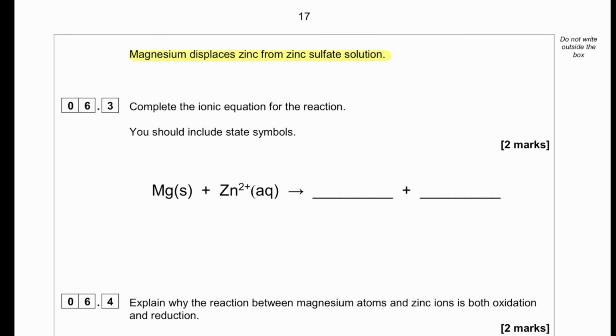Magnesium displaces zinc from zinc sulfate solution. Complete the ionic equation for the reaction. When we have magnesium solid, it's reacting with Zn2+ aqueous. Since magnesium is more reactive, magnesium will come into the solution as Mg2+ aqueous ion. And zinc will gain the 2 electrons given by the magnesium and turn into zinc solid.